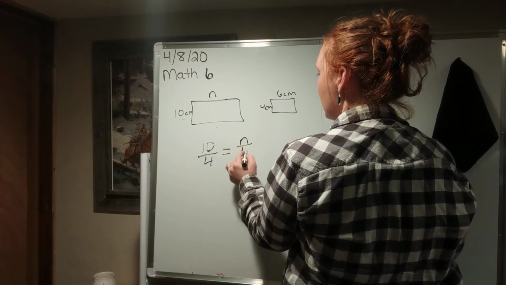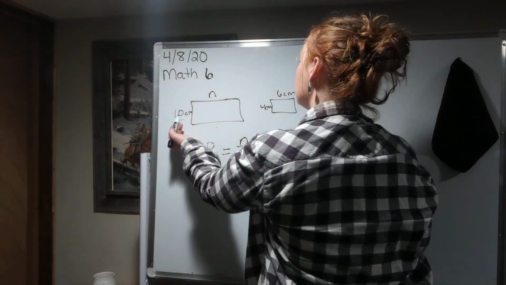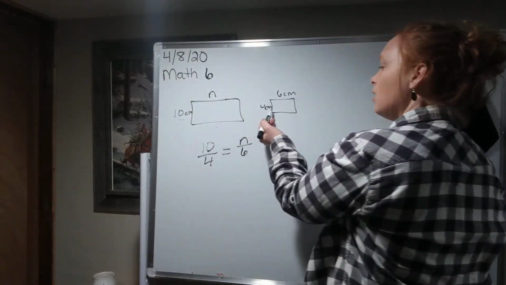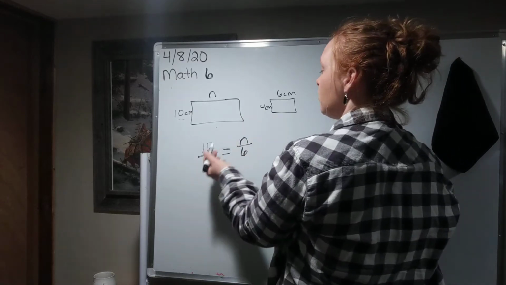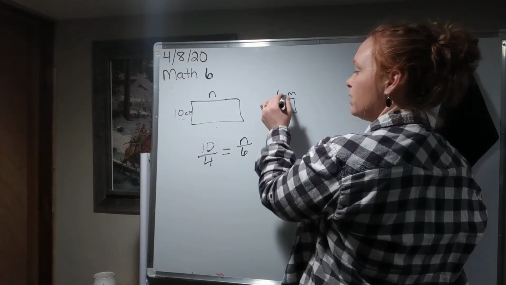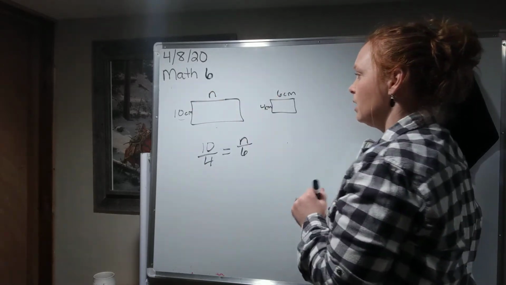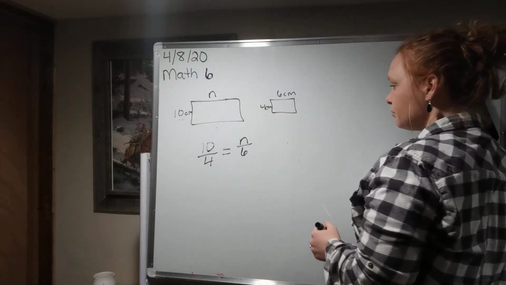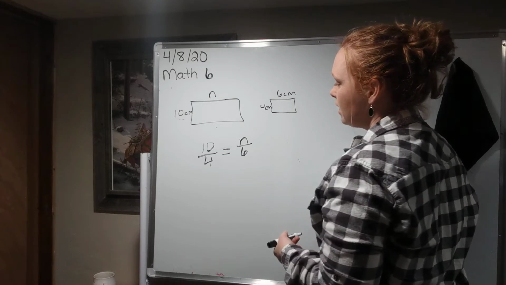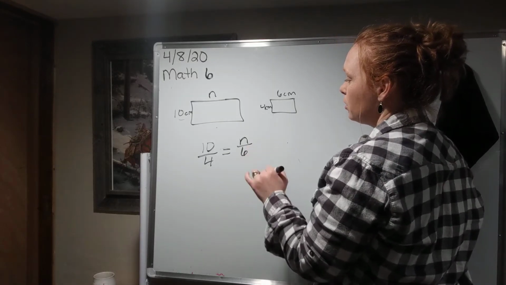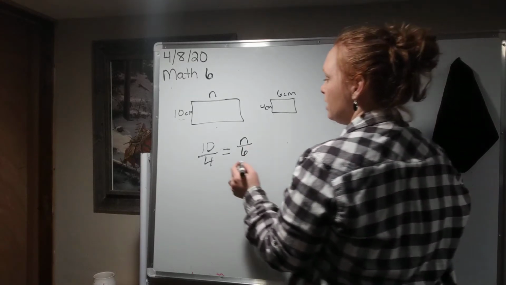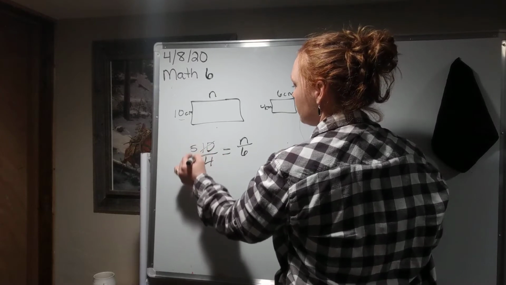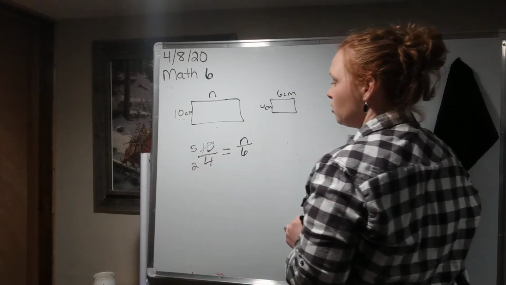Now notice how I worked across. If I start with a left number and then go to right, I need to do that the same for the second one. I wouldn't want to say 6 is to n, would I? So 10 is to 4 as n is to 6. Okay, so now that this proportion is set up, I'm going to go ahead and reduce to make this a little bit easier.